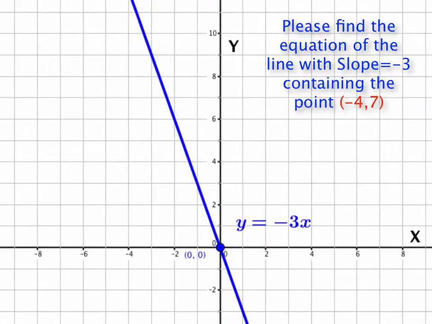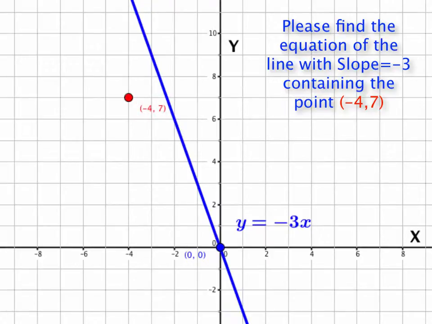Now let's find the equation whose graph will be a line with the slope -3, but now containing the point (-4, 7). Of course, if all we needed to do is have it go through the point (0, 0), we'd be home free. The equation would be y equals -3x. But now we need to go through the point (-4, 7).